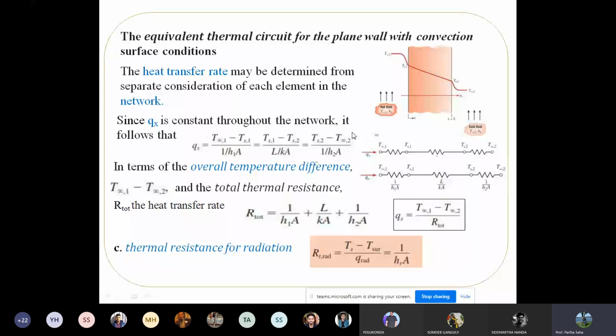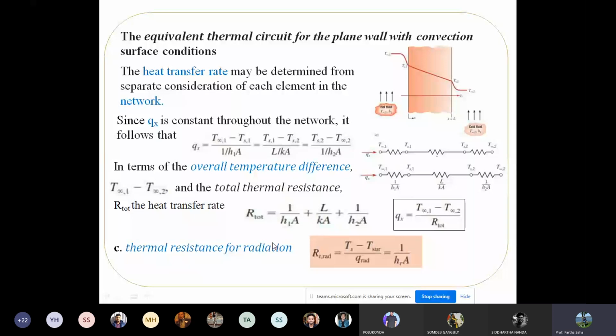We are considering here plane wall convection as well as conduction heat transfer. So this is actually the overall temperature difference, T infinity 1 minus T infinity 2, and the total thermal resistance R total of the plane wall. What is the total thermal resistance? The total thermal resistance will be the convective heat transfer resistance as well as the conduction heat transfer resistance. So 1 by h1A plus L by kA plus 1 by h2A. Or you can give it in terms of heat flux Qs equal to T infinity 1 minus T infinity 2 divided by R total. Here R total is this term.